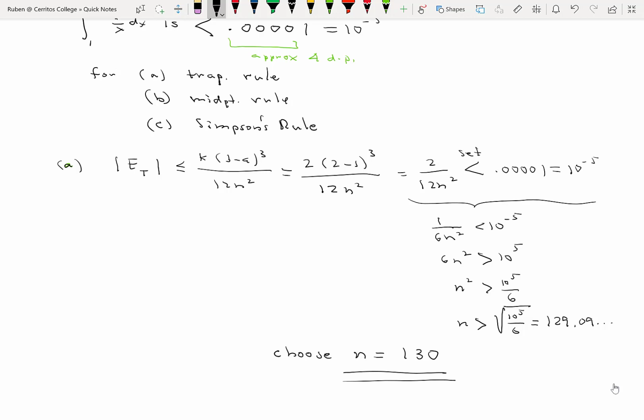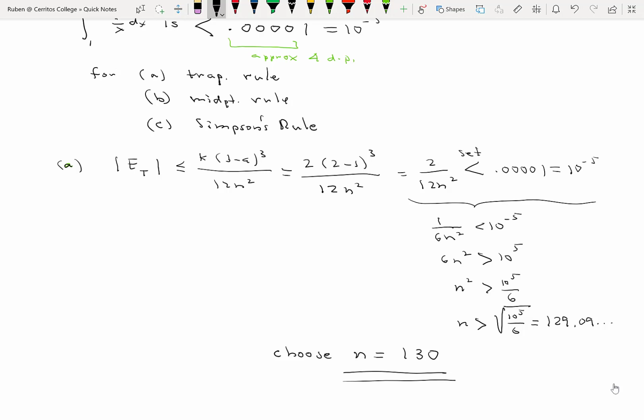Now there's a problem with that that's not showing up here. The more subintervals you choose, the more computations you're making, and the more computations you're making, the more additional error is incurred. Every time you add something to your estimate, you introduce more error, what's called round-off error.